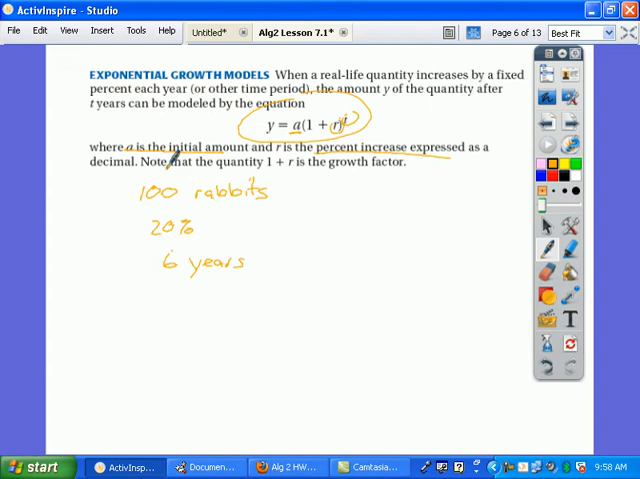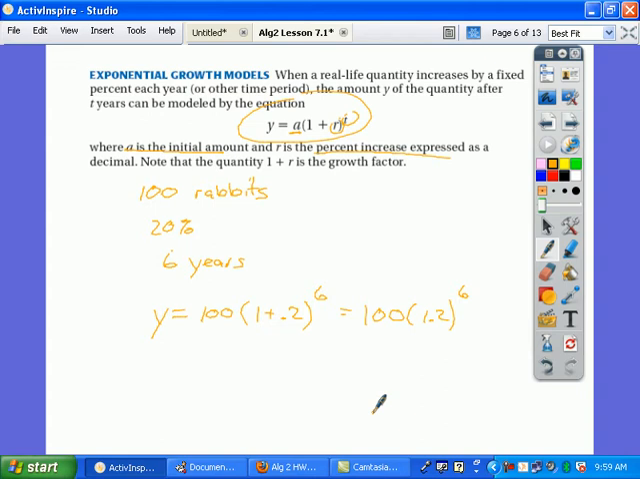And so in this case, the number of rabbits, y equals 100, our starting value, times 1 plus 0.2, all to the 6th power. And of course, we don't have to write this as 1 plus 0.2. We could just write 1.2. This is 100 times 1.2, all to the 6th power. And we're going to rely on our calculators to do this. I don't expect anyone to try to do these problems in your head.